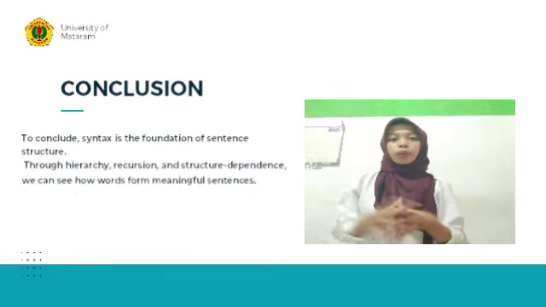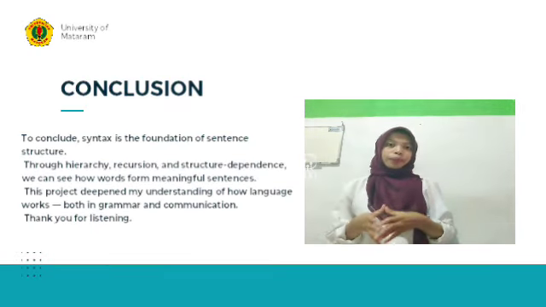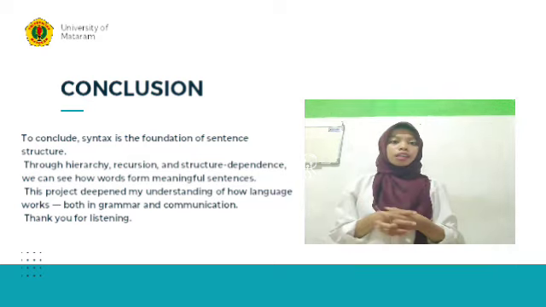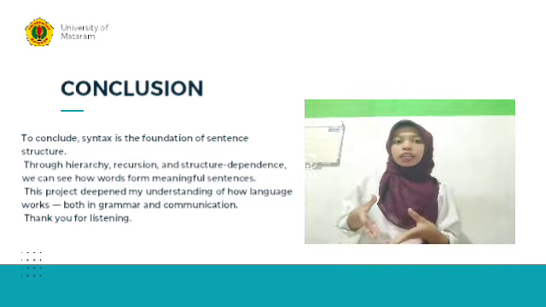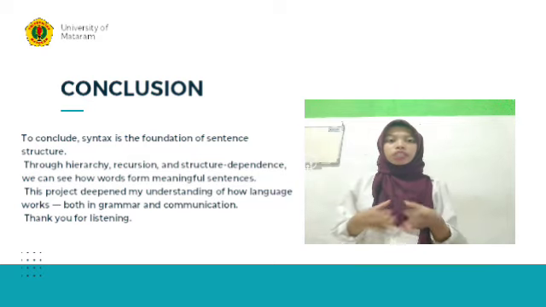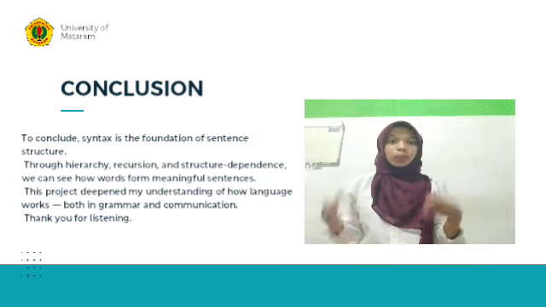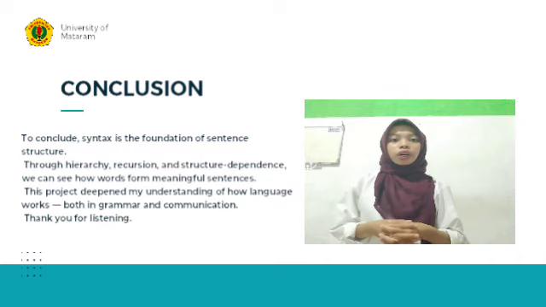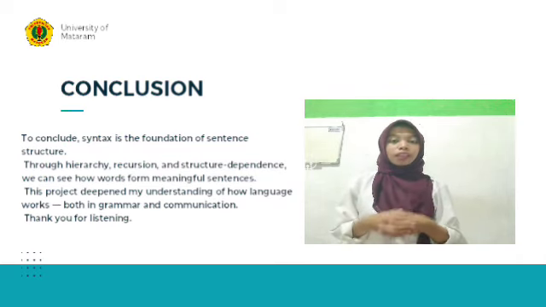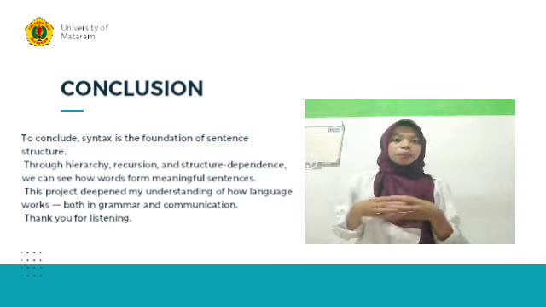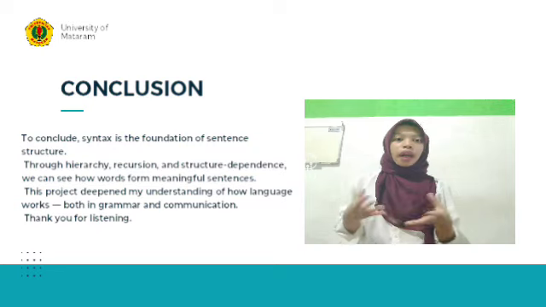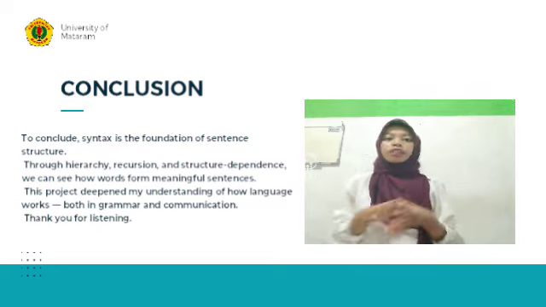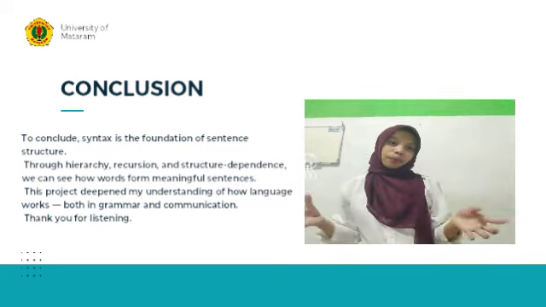Okay, the last one is conclusion. To conclude, syntax is the foundation of sentence structure. Through hierarchy, recursion, and structure dependence, we can see how words form meaningful sentences. And this project deepened my understanding of how language works, both in grammar and communication.